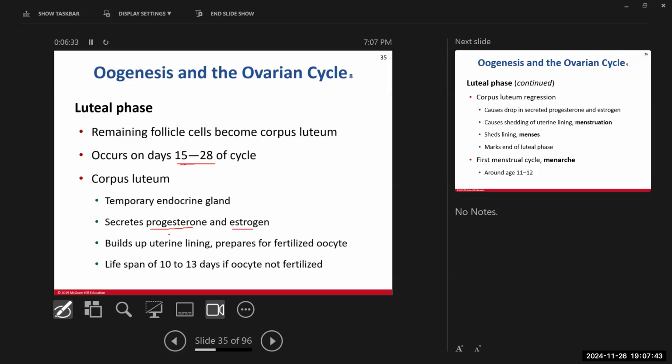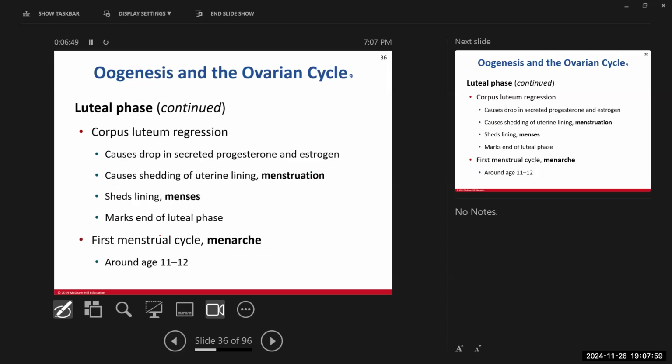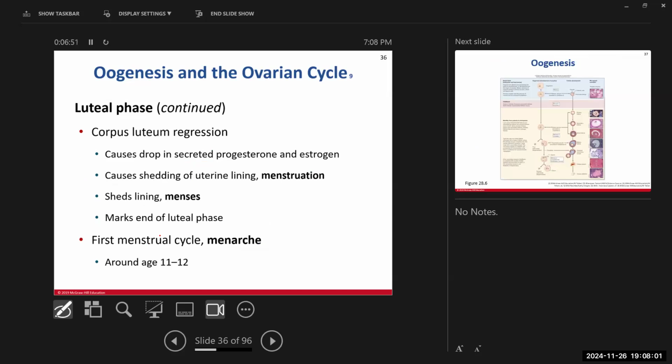And I know I keep repeating this, but I don't want you ever to forget this. It is going to build up that uterine lining there. Right? And again, if fertilization doesn't take place, this thing degrades away. And it's going to then degrade into our corpus albicans there. So that's what we're seeing here, right?